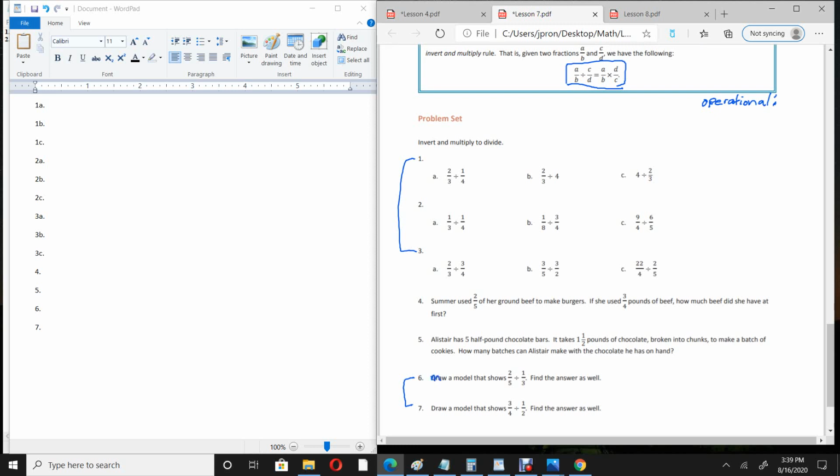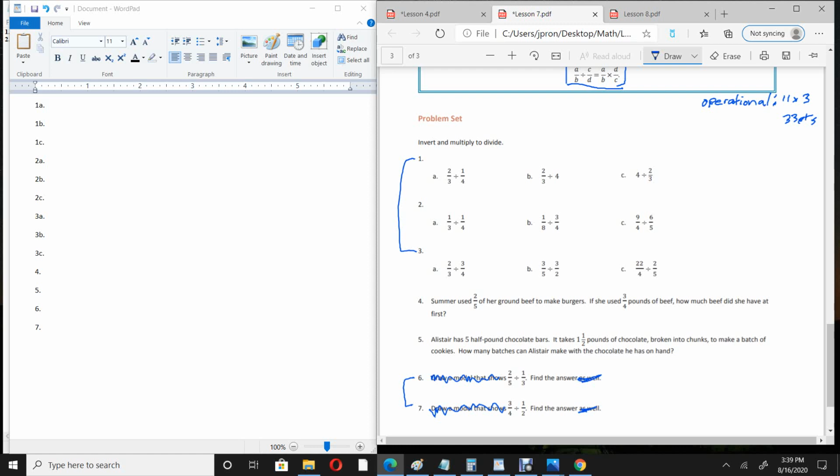So down here, look, 6 and 7. You don't need to draw a model. You can skip that part. Find the answer to these down here. Okay, so they're just like these up here. So you got 11 questions times 3 points each. That means you got 33 points right there in your operations.